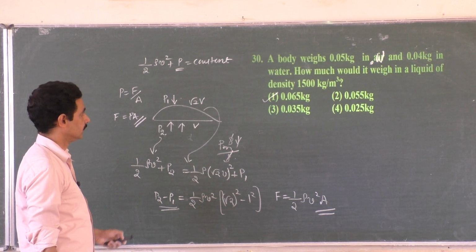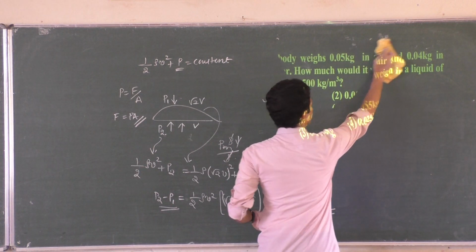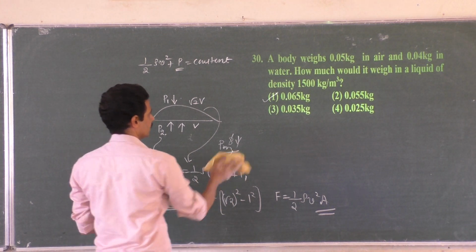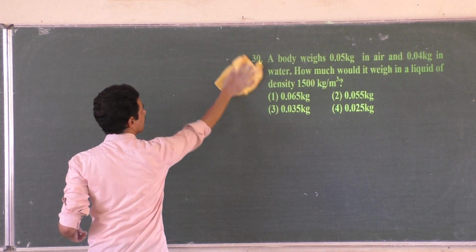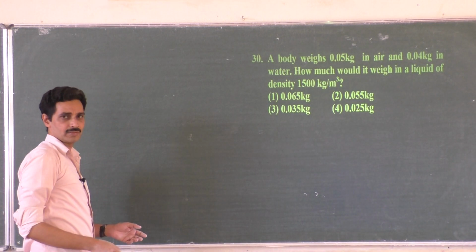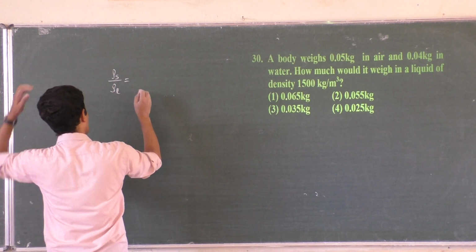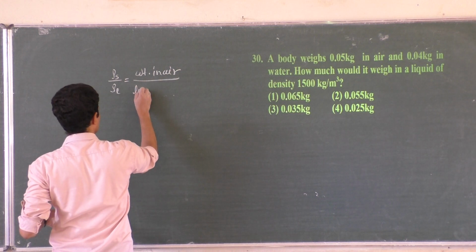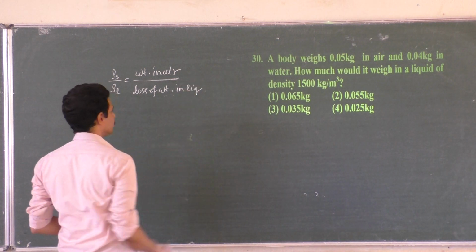Then the 30th one. A body weighs 0.05 kg in air and 0.04 kg in water. How much would it weigh in a liquid of density 1500 kg per meter cube? The formula to be used is: density of the substance by density of the liquid is equal to weight in air divided by loss of weight in liquid. You repeatedly use this formula.